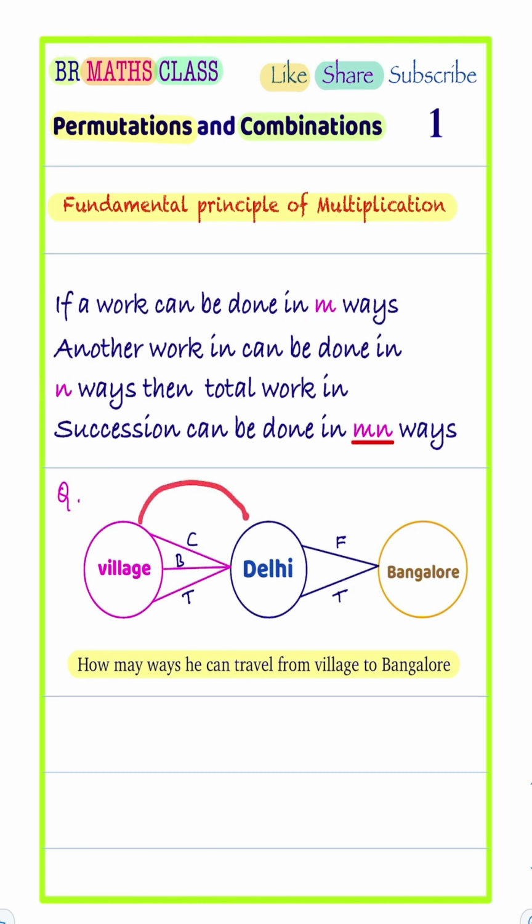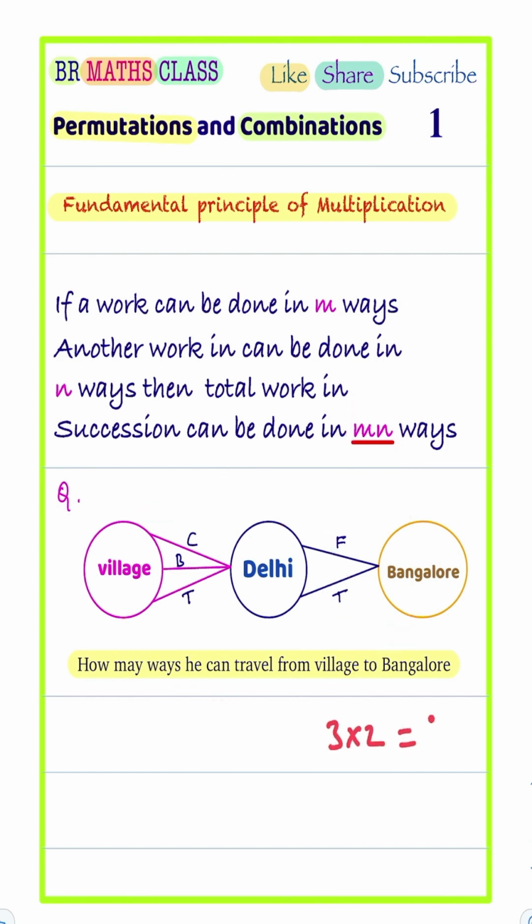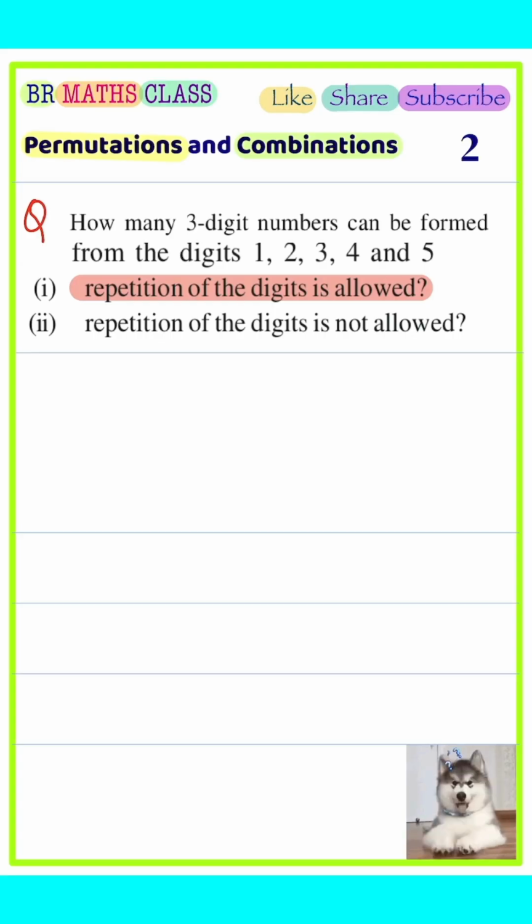As per this, he can travel to Delhi in 3 ways. Similarly, he can travel from Delhi to Bangalore in 2 ways. So, by the fundamental principle of multiplication, he can travel from his village to Bangalore in 3 into 2 ways. That means 6 ways. What are those 6 ways? These are the 6.